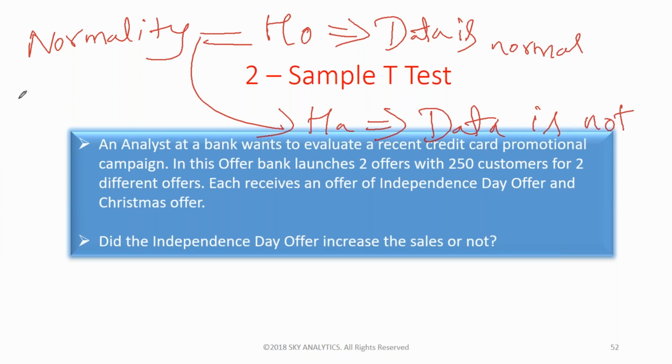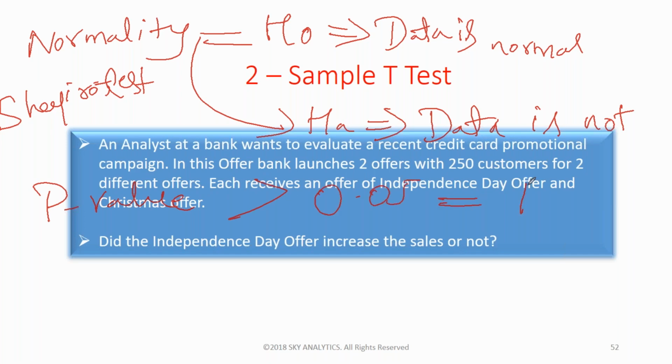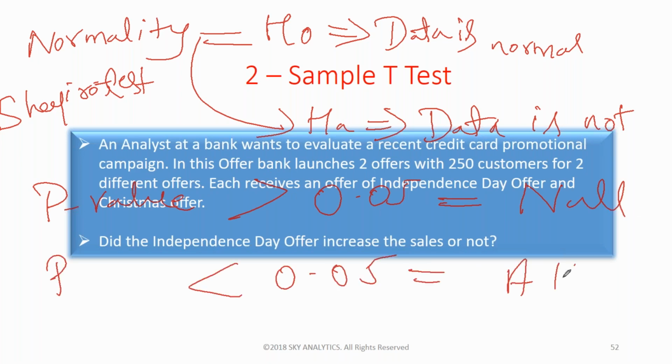So how do you check this? By what test? Shapiro dot test. Yeah, normality test. The function is Shapiro dot test. Based on this, you are going to get your p-value. If your p-value is greater than 0.05, you should accept your null hypothesis. If it is less than 0.05, you should accept your alternate hypothesis.